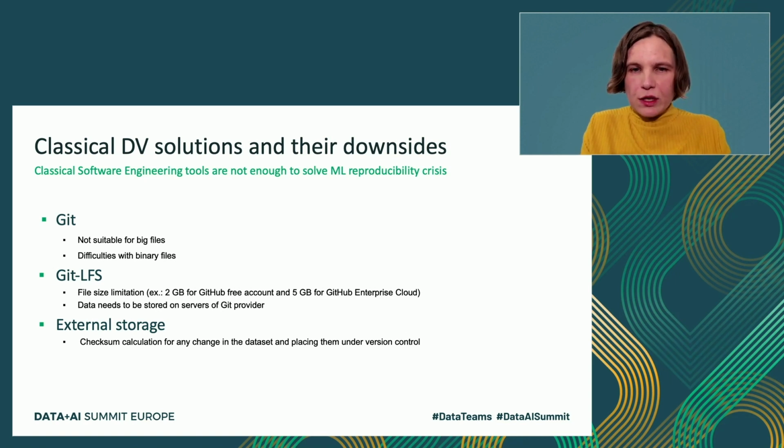So Git was designed to work with smaller files, but data sets can get large very fast, and even Git extension LFS, so large file storage, has file size limitations which can be exceeded quite fast with the big data sets that we have today. So the alternative could be to set up the external storage, where we could calculate the checksum ourselves every time that we modify the data. But that kind of methods require a high level of consistency, and they can easily deteriorate with time.